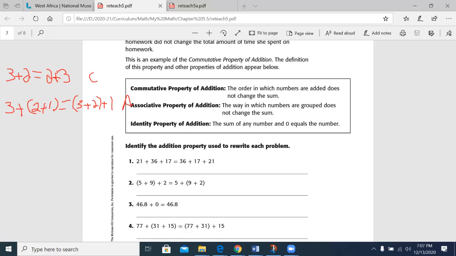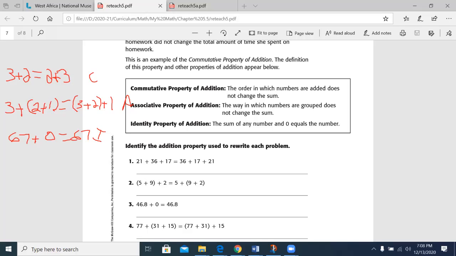Identity property. 67 plus 0 is 67. These are the main ones. Some things I encourage you to look for. If it has parentheses, it's going to be associative. If it changes the order of the numbers, it's commutative. If it has something plus 0, that's identity property.